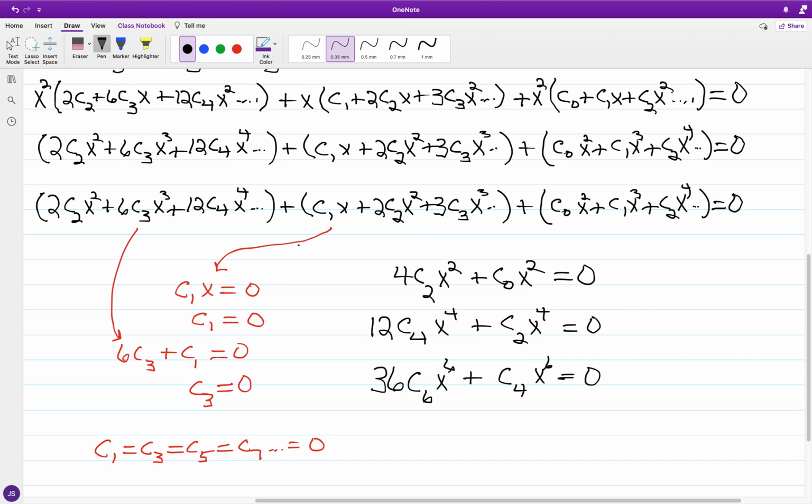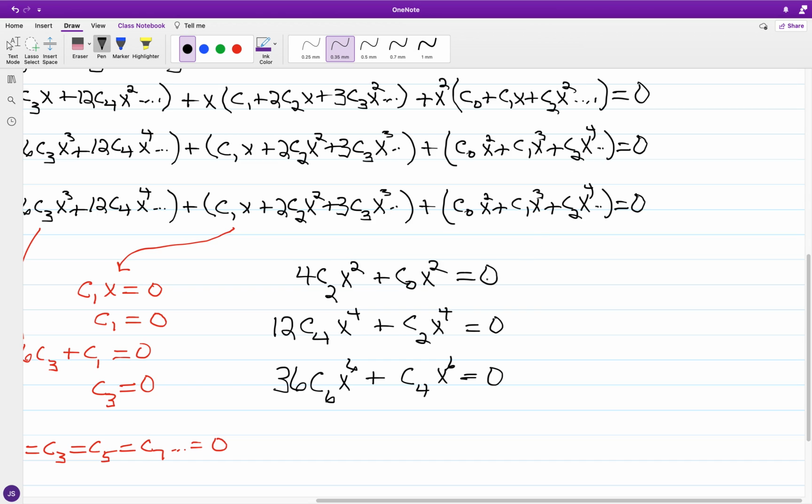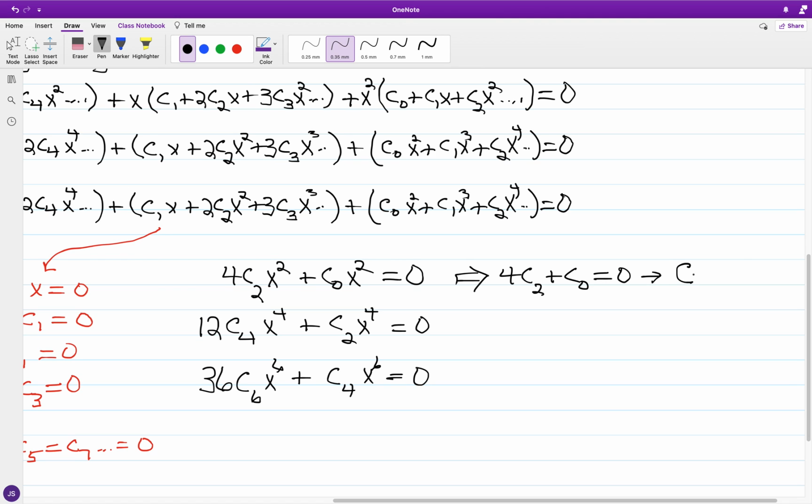Okay, now for what you have in combining terms together, and we'll have a relation between c of 2 and c naught. So we have that c of 2 is equal to negative c naught over 4. And correlating what we have with c of 4 and c of 2, now we're going to have 12c4 plus c2 is equal to 0.